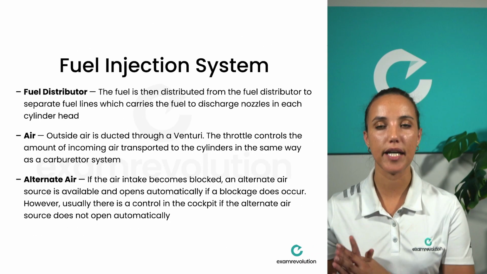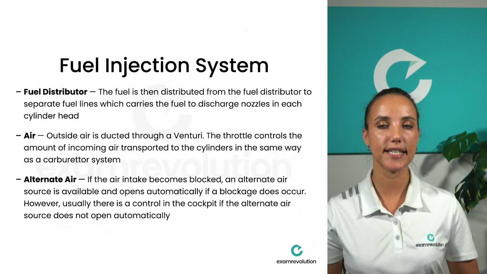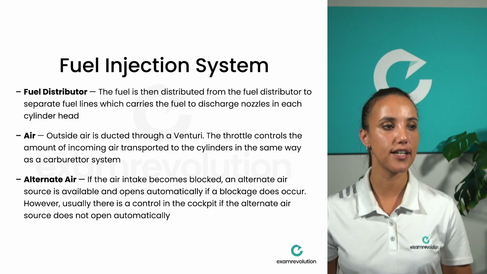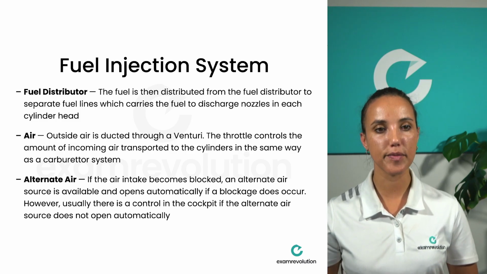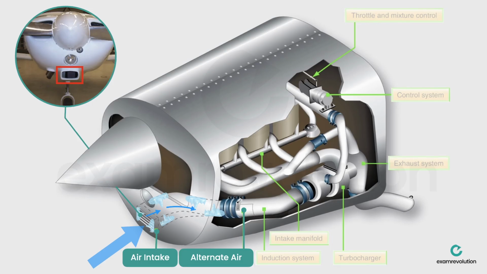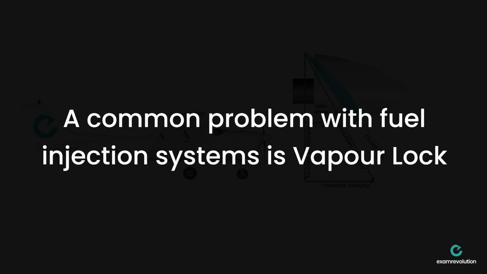Now if the air intake becomes blocked, an alternate air source is available and opens automatically if a blockage does occur. Usually there is a control in the cockpit if the alternate source does not open automatically. So if your air intake becomes blocked because of icing, there is an alternate air source, which is sort of just a flap. And once again, this is unfiltered air.